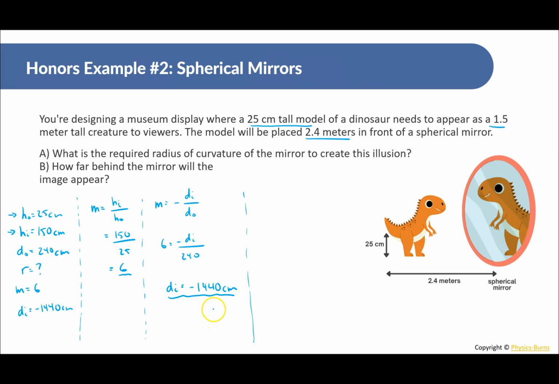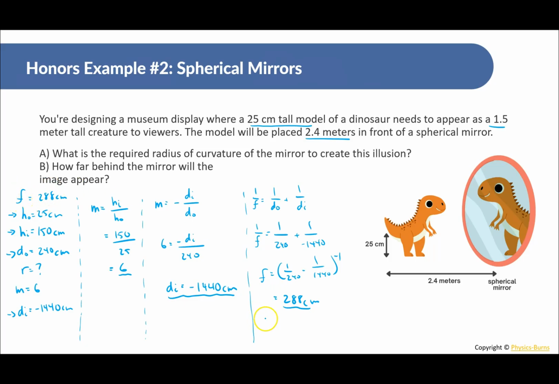Okay. So what is the required radius? Now that we have distance of image and distance of object, what we could do is find the focal length. So 1 over focal length is equal to 1 over distance of object plus 1 over distance of image. We don't know what the focal length is, but we do know the distance of the object, which is 240. And we know the distance of the image, which is negative 1,440. So to find the focal length, we just have to find the inverse of this. 1 divided by 240 minus 1 divided by 1,440, and the inverse of that. Okay, so let's do that. 1 divided by 240 minus 1 divided by 1,440. Inverse. So it should be around 288 centimeters. So now we also found the focal length, 288 centimeters.